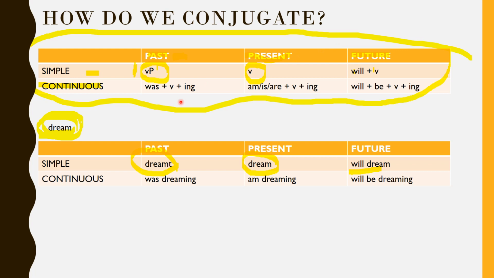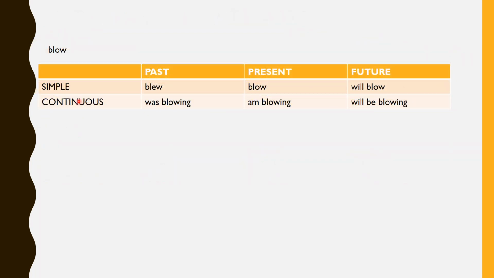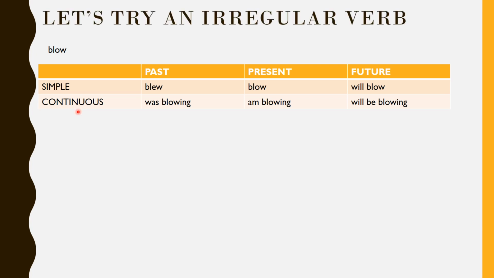Now, how is it going to look if we have, oh, look, there the school bell went. If we have an irregular verb? In the next slide, we're going to do an irregular verb. So let's do the verb blow. Blow is irregular because it doesn't follow the normal spelling patterns. This is something you'll have to memorize, guys, how to conjugate it, what its verb past looks like.